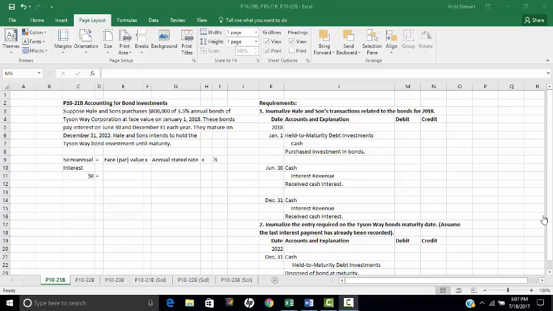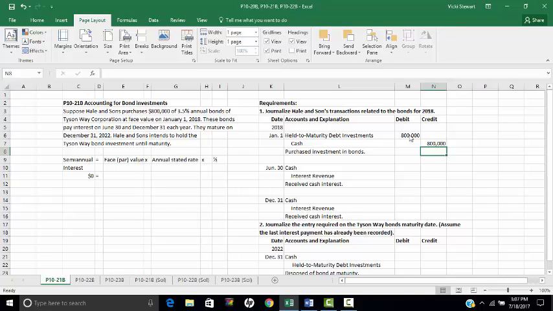Hale & Sons intends to hold the Tyson Way bond investment until maturity. Requirement 1 states journalize Hale & Sons transactions related to the bonds for 2018. So the first entry that we're going to make is to record the purchase of the bonds on January 1st. We would debit held to maturity debt investments for $800,000 and we would credit cash for $800,000.